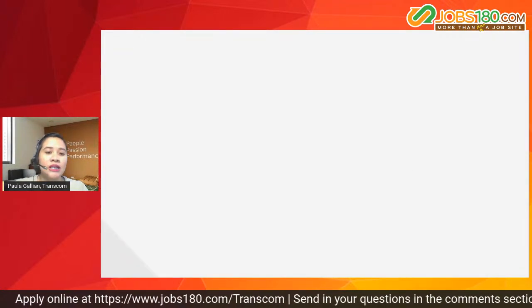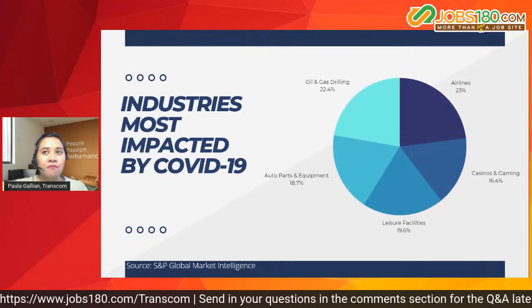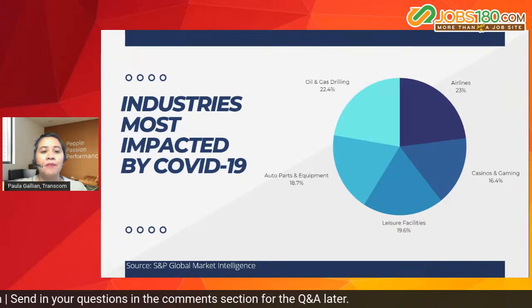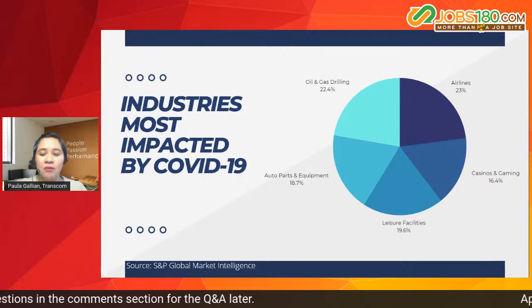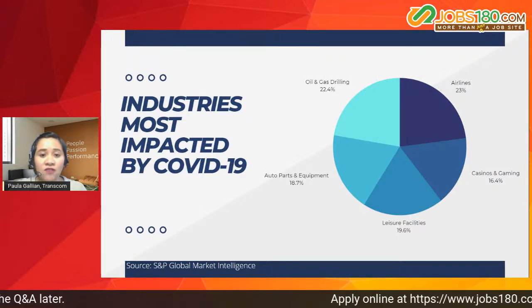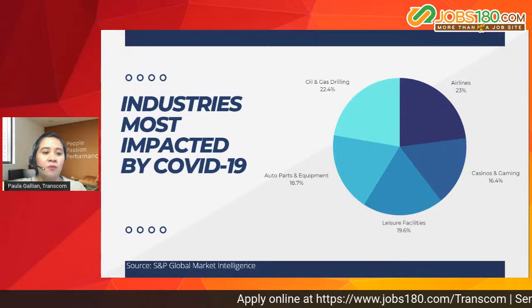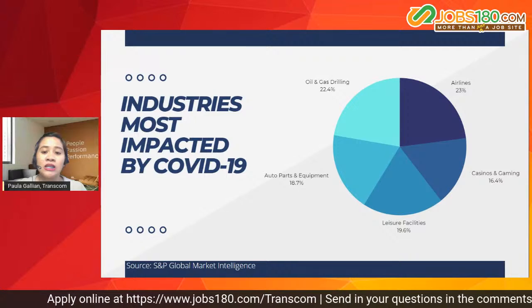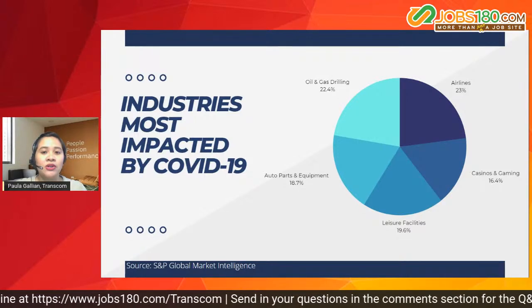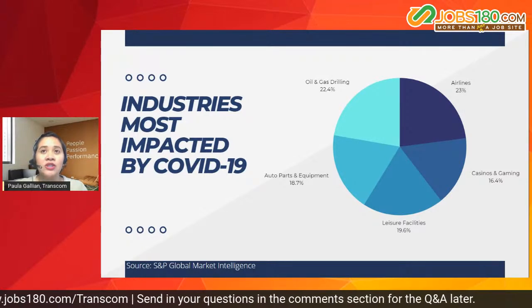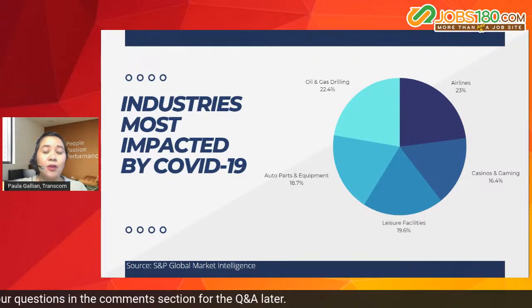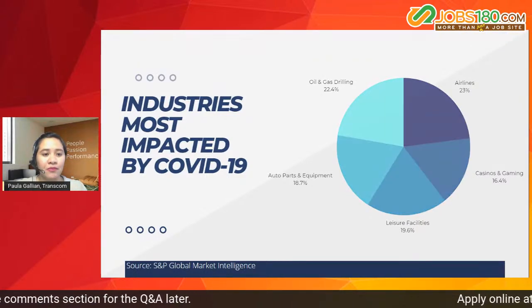So why do I say this? It's because during the pandemic, we were being impacted big time. Okay. So some of the organizations mentioned, coming from airlines, oil and gas, casinos and gaming, leisure facilities such as gyms, and auto parts and equipment, were impacted by COVID-19. Thus, in the transition, they went down or they closed their organization. Many restaurants closed their businesses. A lot of employees were made redundant.